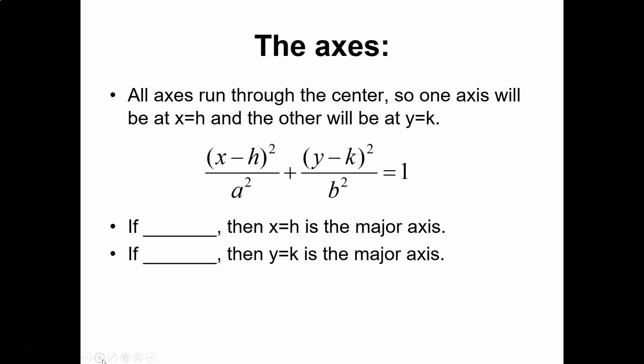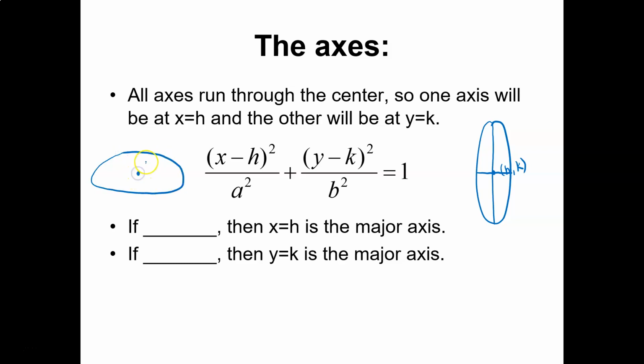But, all right, so all axes run through the center. So one axis will be at x equals h and the other will be at y equals k. Because whenever I think of an ellipse, whether it is vertical or horizontal, I've got h, k. I'll have a vertical and a horizontal. I could also have a wide ellipse. That center is at h, k. We've got vertical and horizontal.